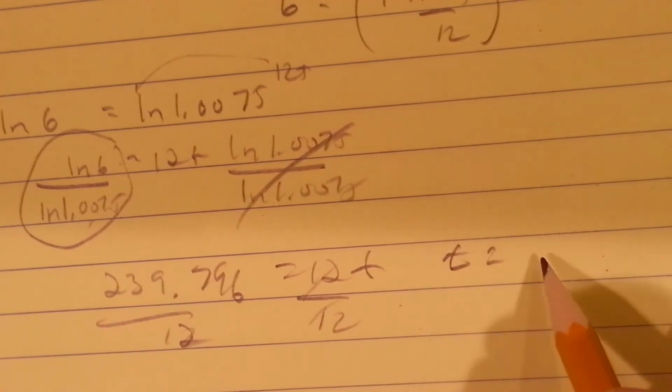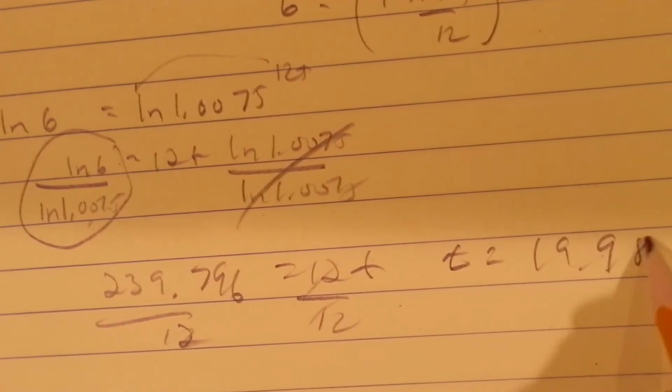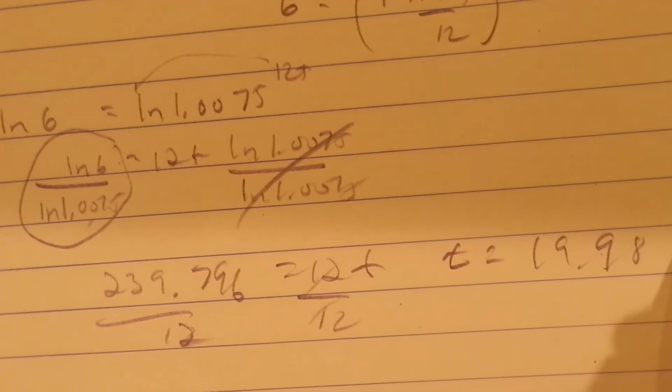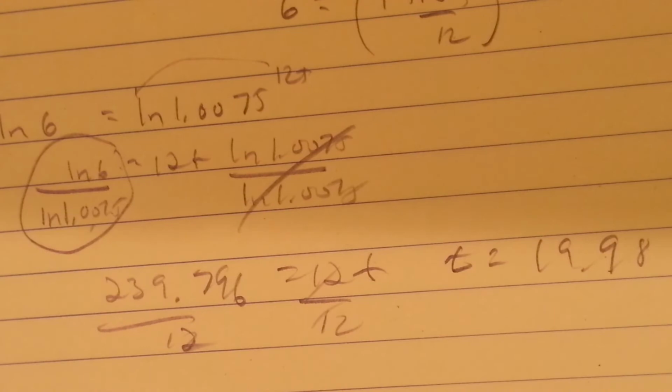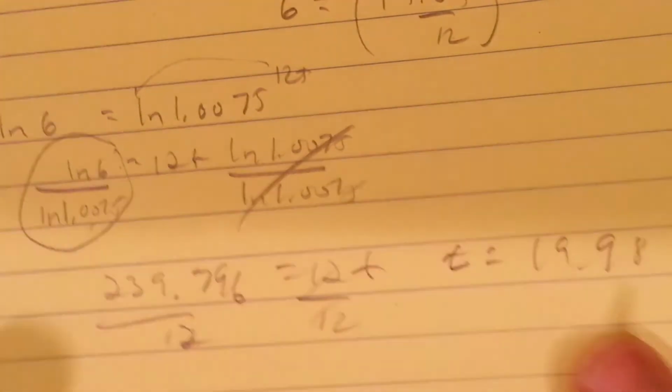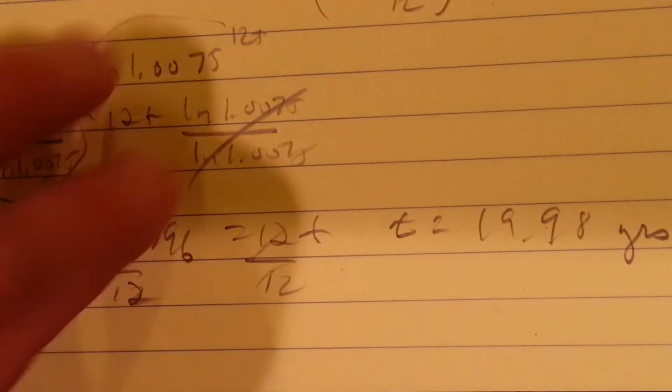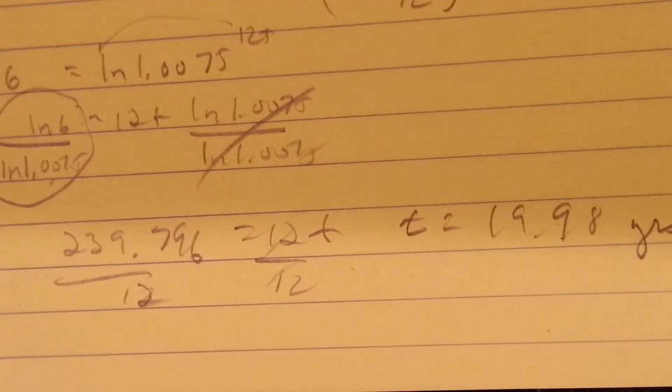T will equal about 19.98 years. Okay, so it's going to take about 20 years for $500 to become $3,000 just off of interest, without you putting any more money. Okay. Finally, one last problem.